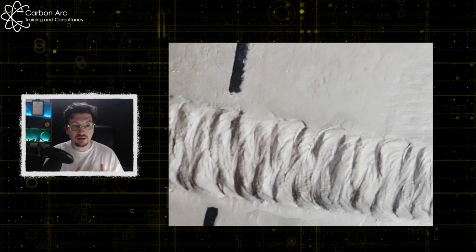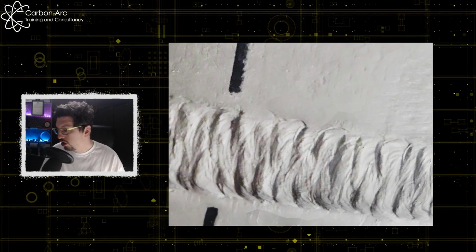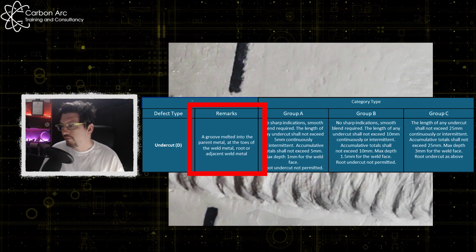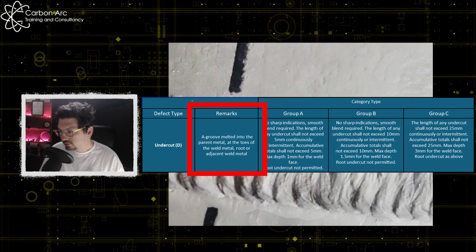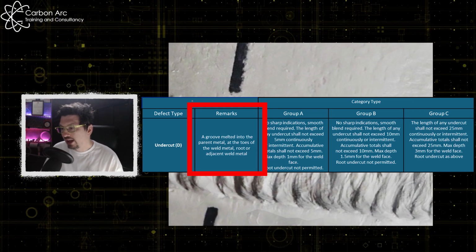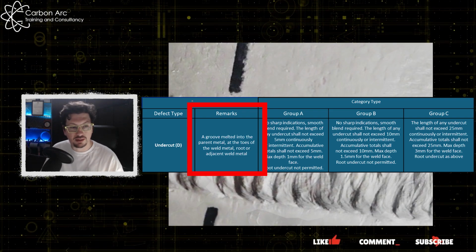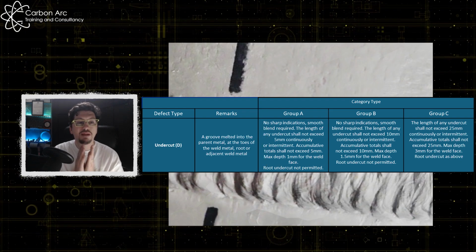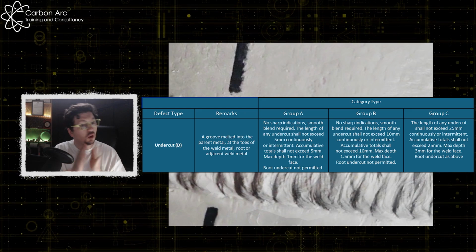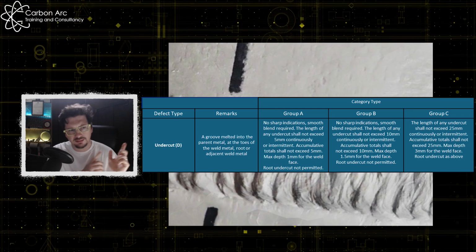Okay. So now, if I bring up the acceptance criteria on our other side here, our acceptance criteria says that undercut is a groove melted into the parent material at the toes of the weld metal, a root or adjacent weld metal. So it's normally into the base material. Right? If it's not in the base material, you haven't filled up the groove, say, then it's not undercut. We're going to look at that later.